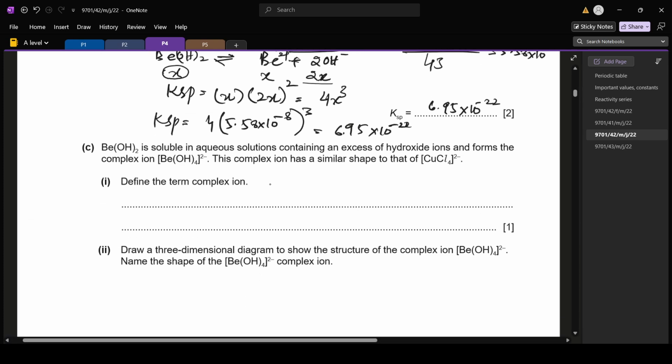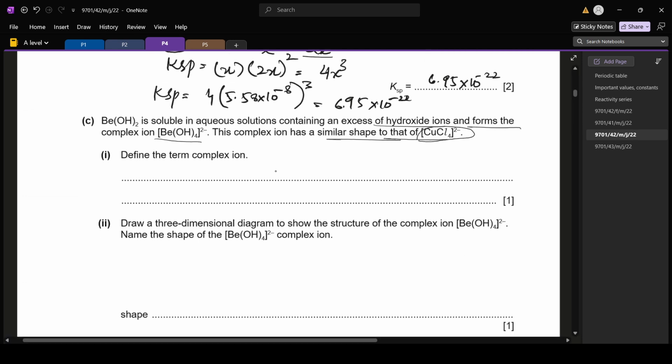Moving towards next part. Beryllium hydroxide is soluble in aqueous solutions containing an excess of hydroxide ions and forms this complex ion. This complex ion has a similar shape to that of this copper complex, and this copper complex has a shape of tetrahedral. You have to remember that.